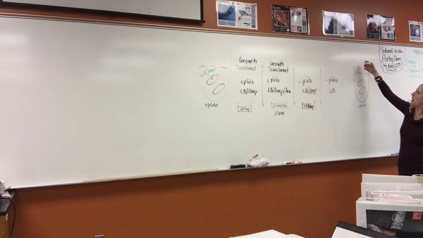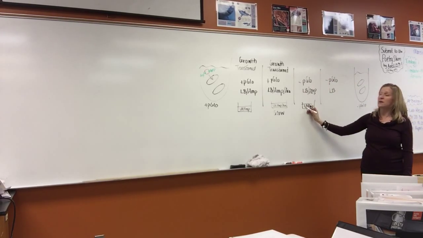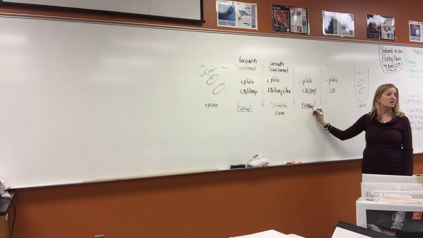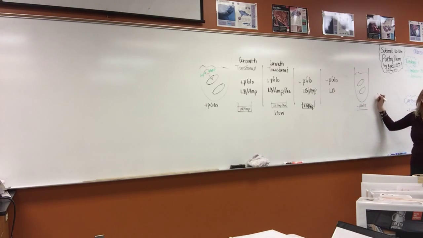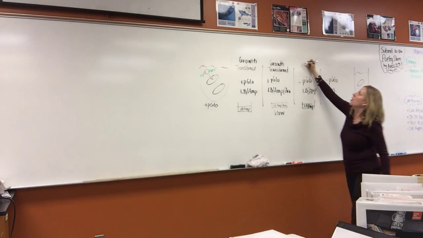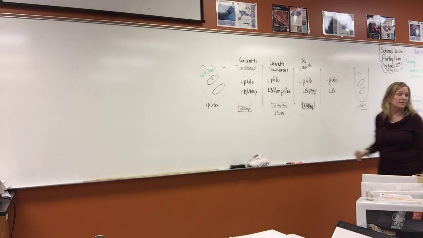You took 100 microliters of this and put it onto a plate that has LB, which is food, and ampicillin, which is an antibiotic. Do the bacteria in this negative plasmid tube have the ampicillin-resistant gene? No, and you never gave them even a fighting chance because you never put the recombinant plasmid in there, so there's no way it could have that. So you should see absolutely nothing on this plate, and that's the reason why.